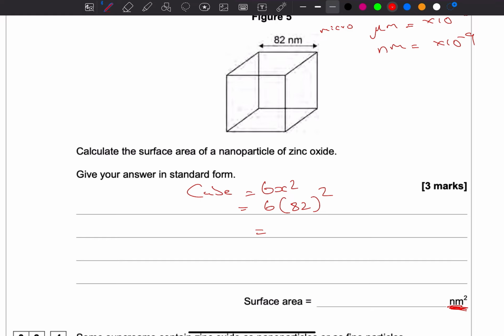You want that as a, what? It's 40344, which as a standard form is 4.0344, I think, times 10 to the power 4. Okay, you want it as a standard form anyway. There you go.